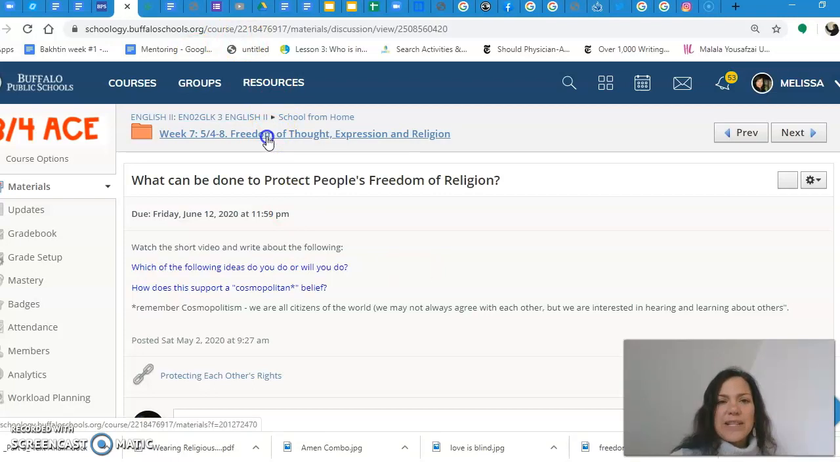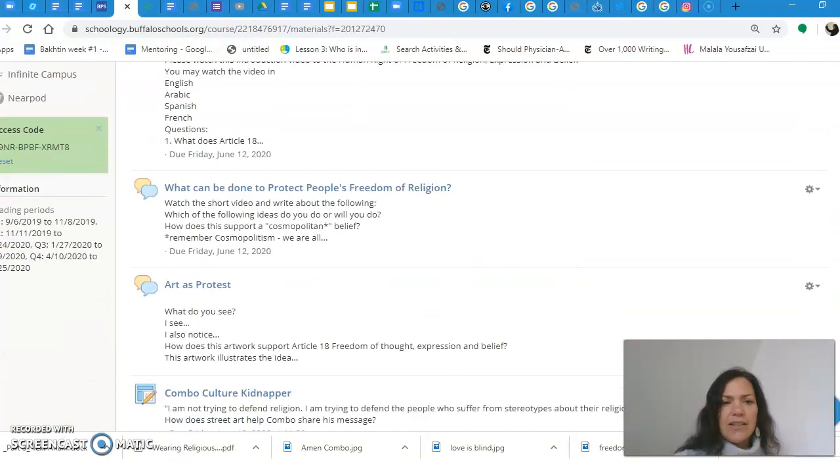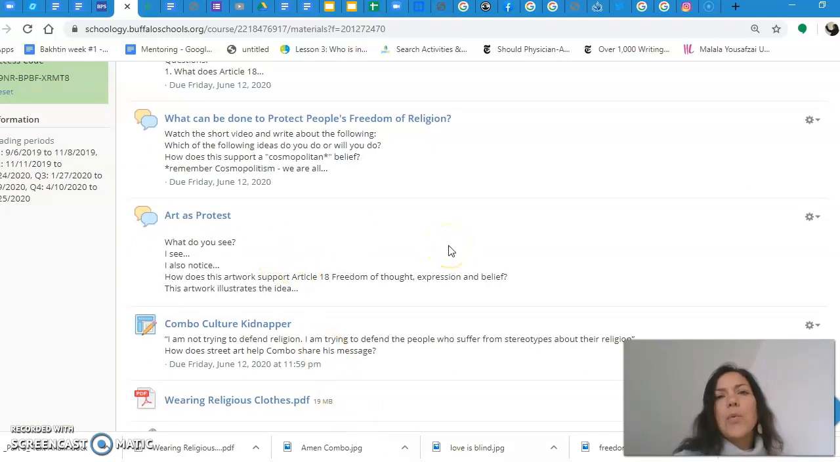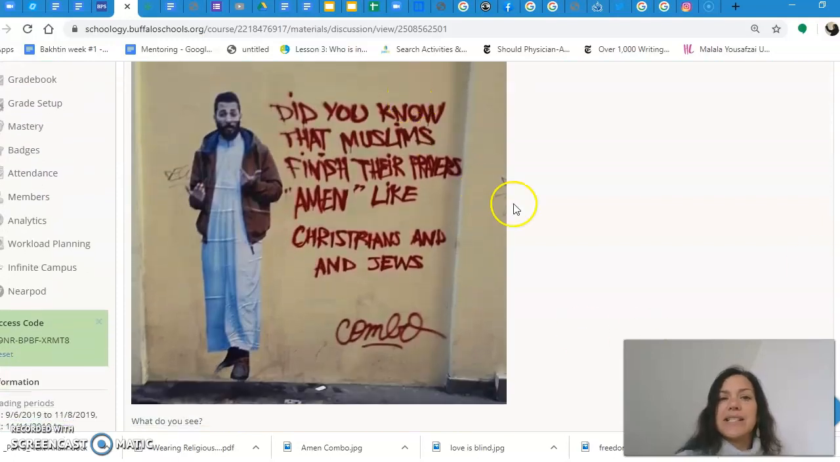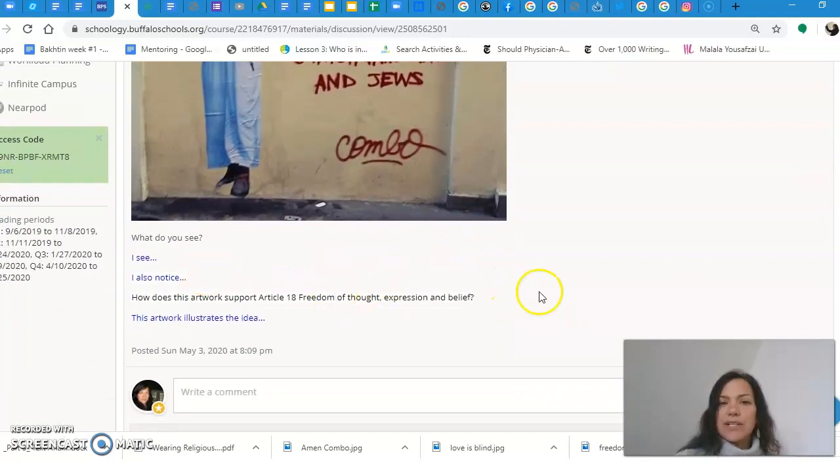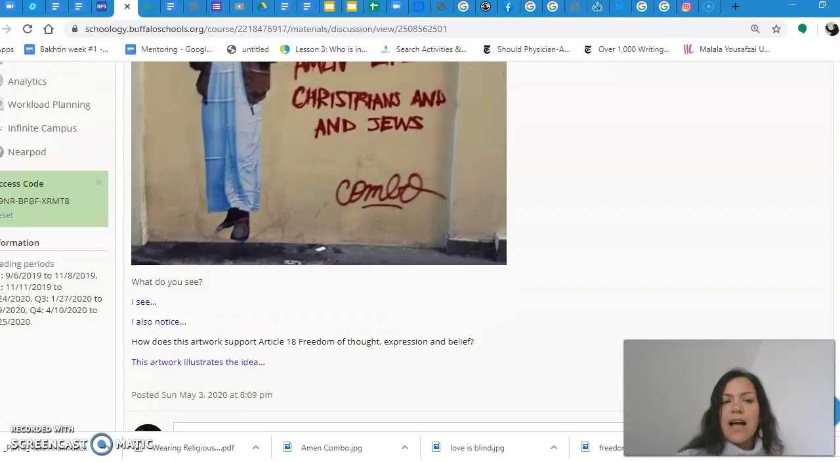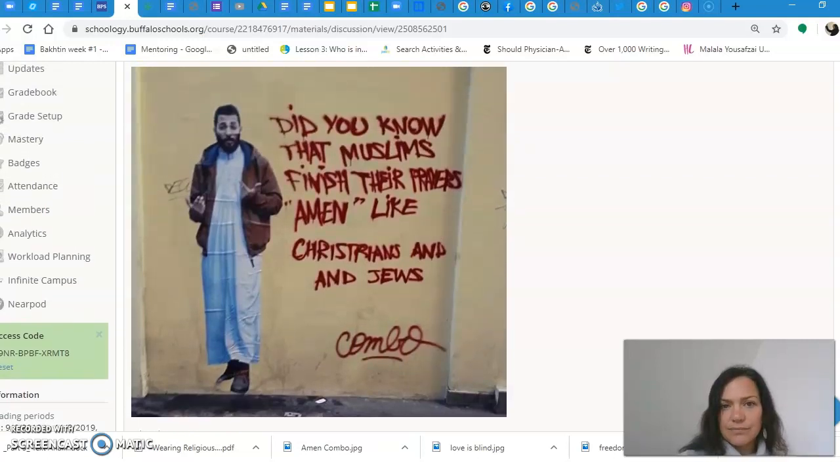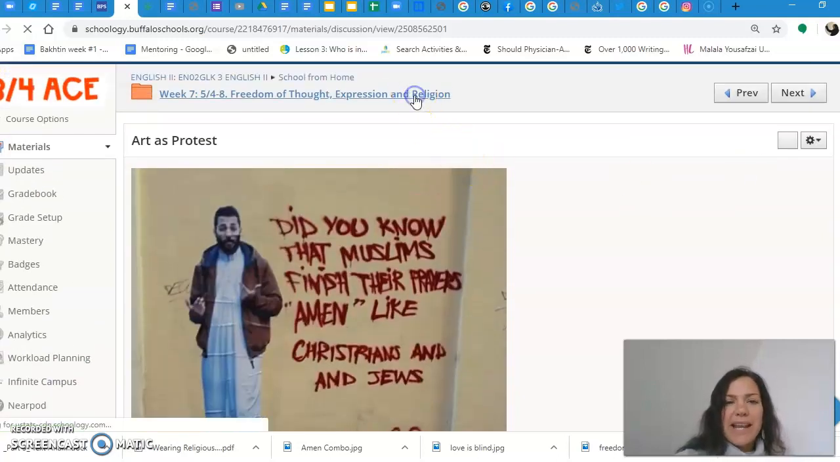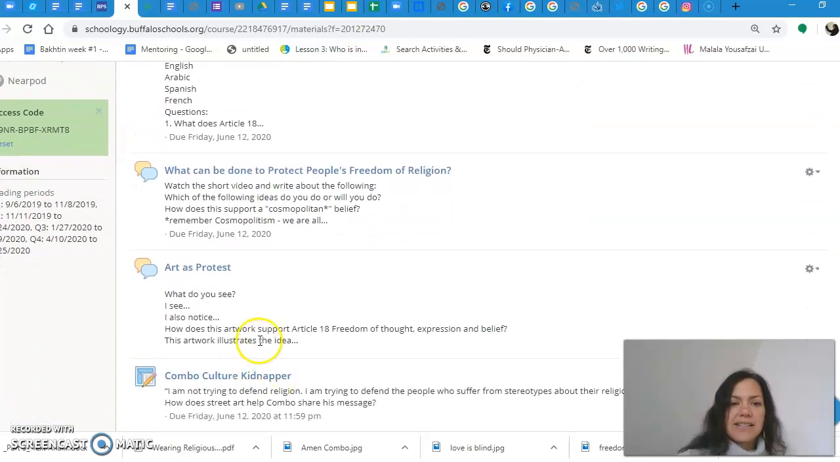Okay, when you finish with that, you will go back and look at what other ways people are speaking up for the freedom of expression, thought, and religion. So you're going to look at the artist Kambo's work here, where he talks about, let's see what he says. Did you know that Muslims finish their prayers Amen like Christians and Jews? So you're going to think about, what do you see and notice? And how is this artwork illustrating the idea that is expressed in Article 18? Remember to think about the questions you might have to ask Kambo.